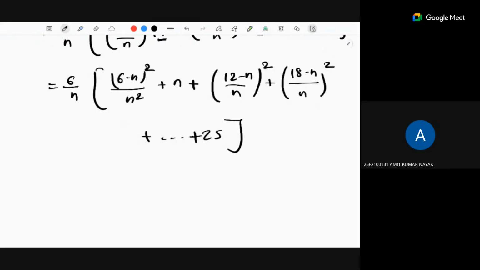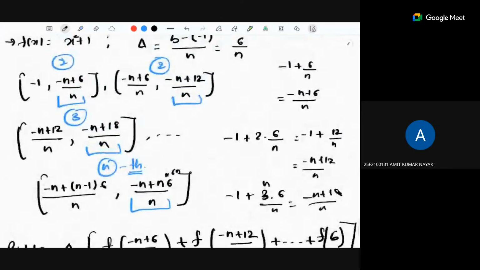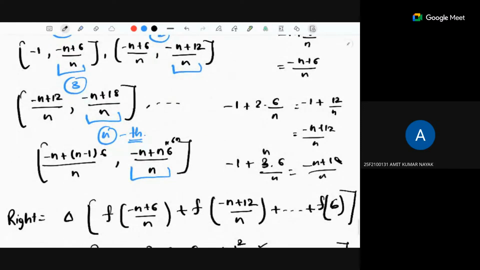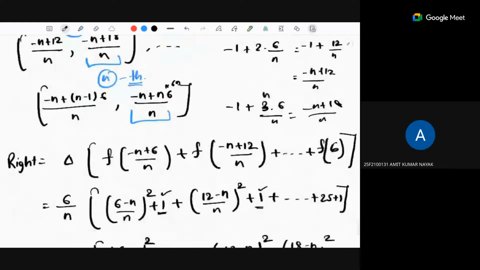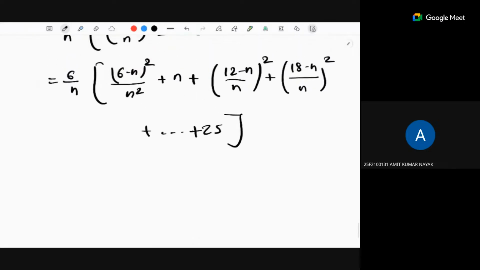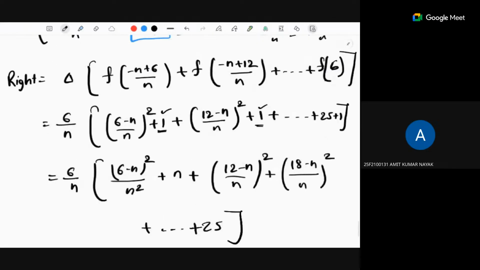So how did you guys solve this one? Any hint? Ma'am, first of all, I approached it by generalizing the point. I took a variable xi, which will be equal to minus 1 plus i times 6 by n. You have gone through the series, right? Summation, i ranging from 0 to n. Yes, ma'am. In that way I approached it. I think that would be okay.